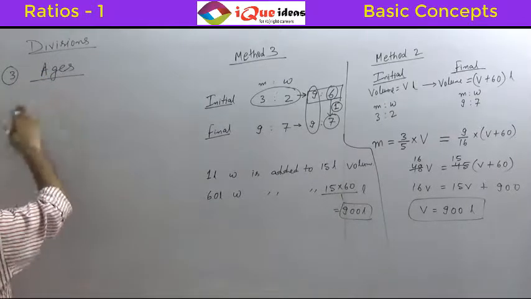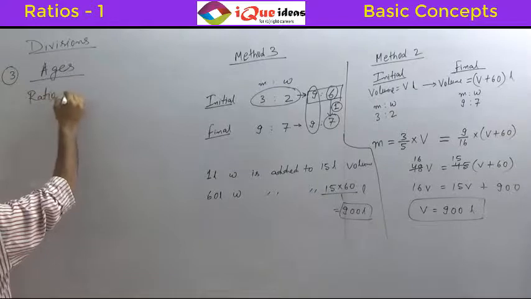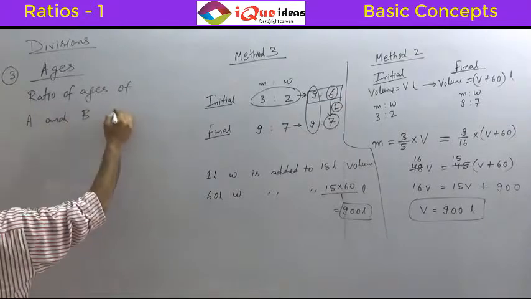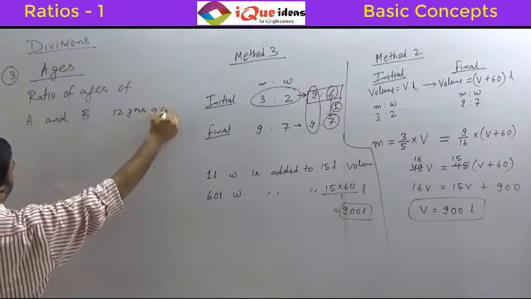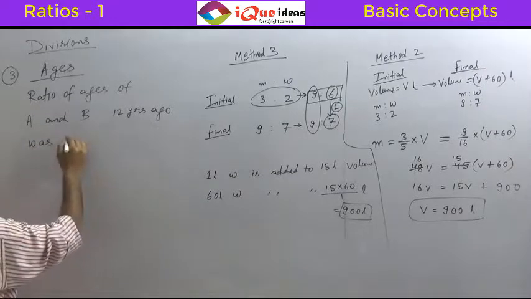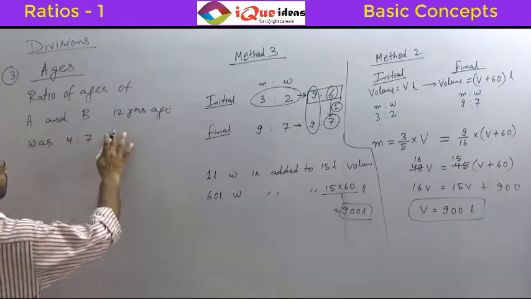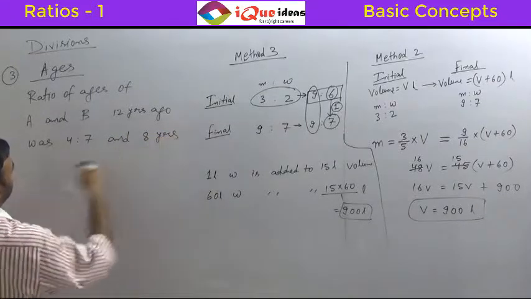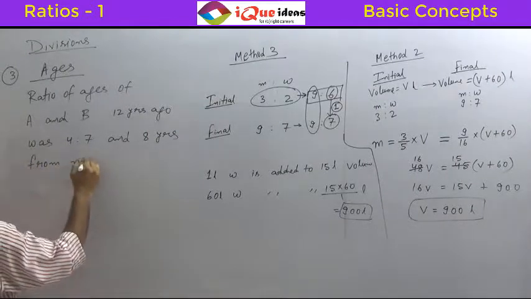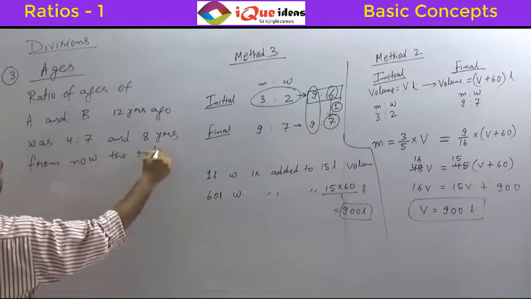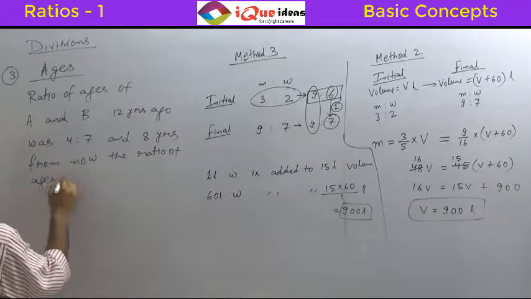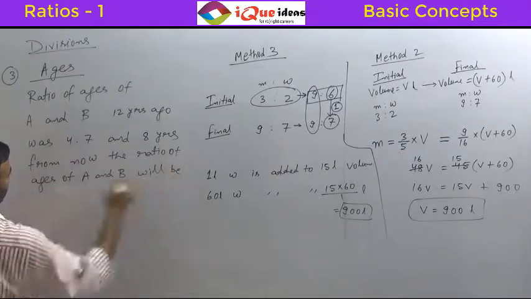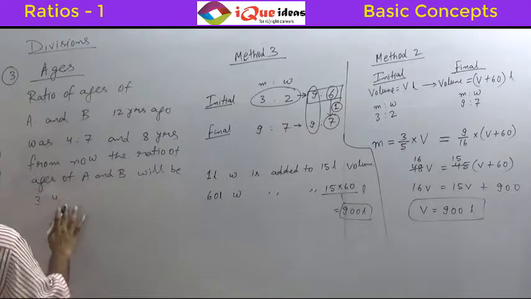I simply put the question as: ratio of ages of A and B 12 years ago was 4:7, and 8 years from now the ratio of ages of A and B in the same order will be 3:4. Find the present ages.